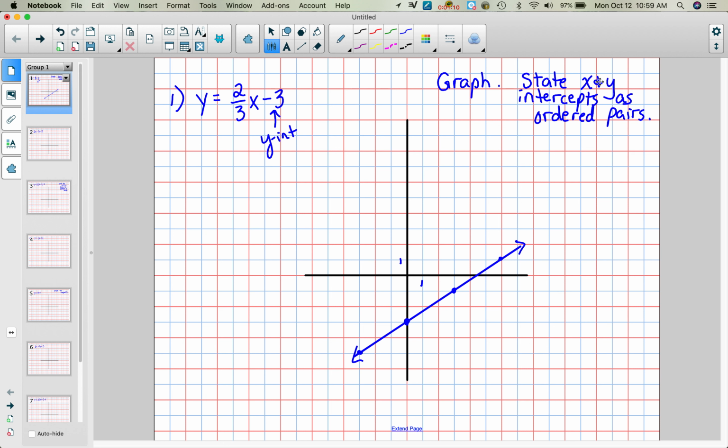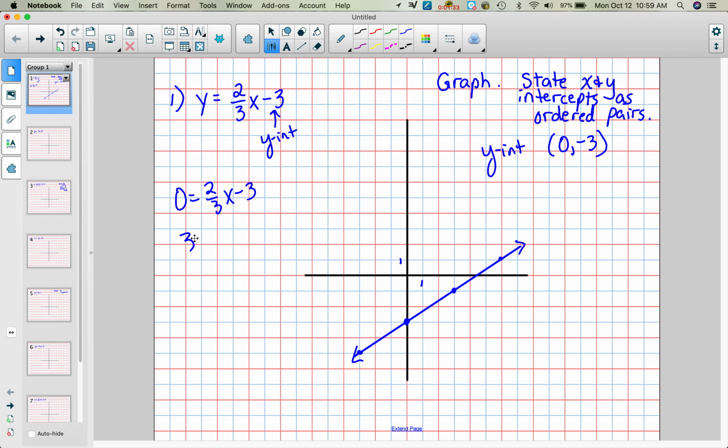Okay, and then I asked you to state the x and y intercepts as ordered pairs. Well, one of them we knew for sure. So we know that the y-intercept is (0, -3). To find the x-intercept, I can look at it and say, well, I think it's 4.5, but I don't really know for sure. So remember, to find the x-intercept, we let y equal 0, and we solve for x.